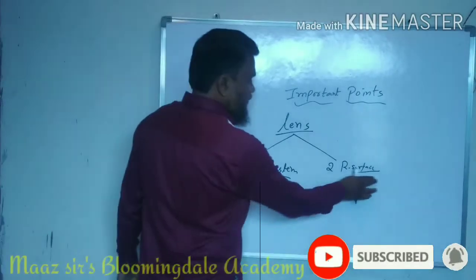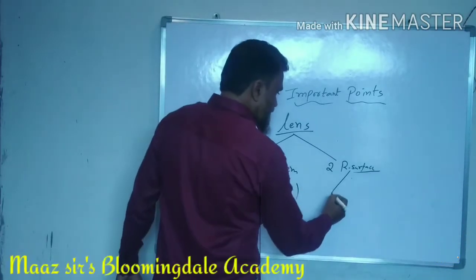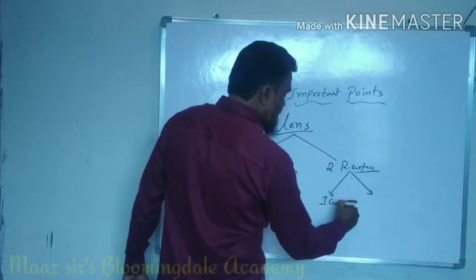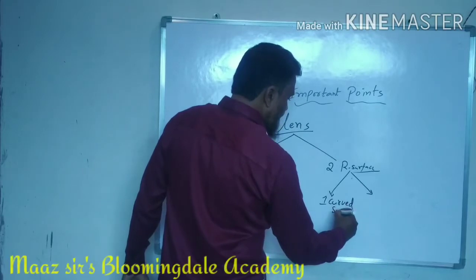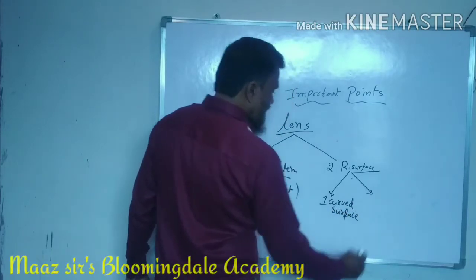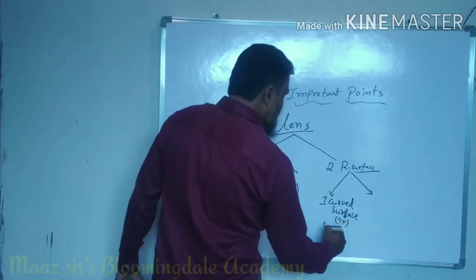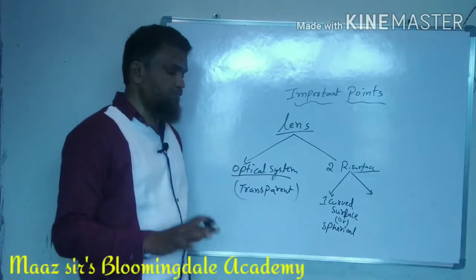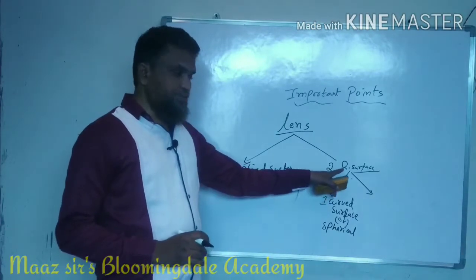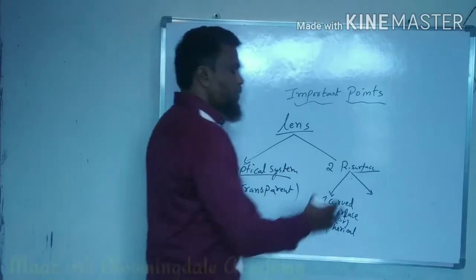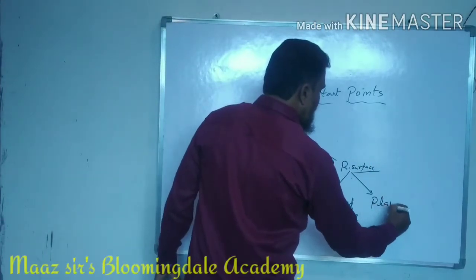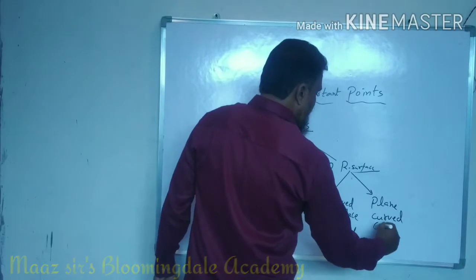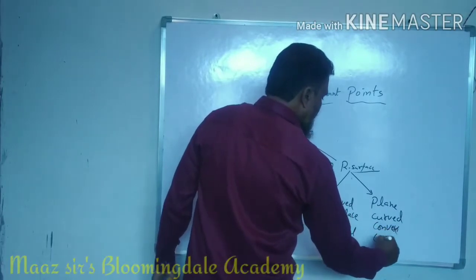Now we will talk about these two refracting surfaces. Out of these two refracting surfaces, one surface should be a curved surface, or we can also say a spherical surface. Both are the same. Out of these two surfaces, one is a curved surface and the other can be anything. It can be plane, it can be curved, it can be convex, it can be concave.